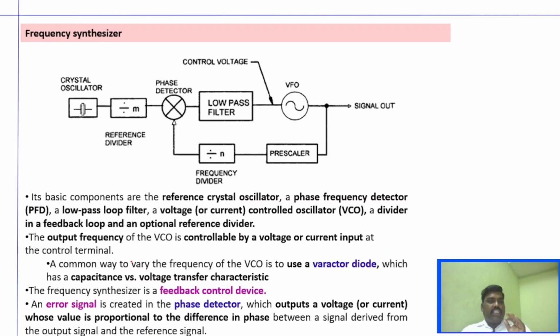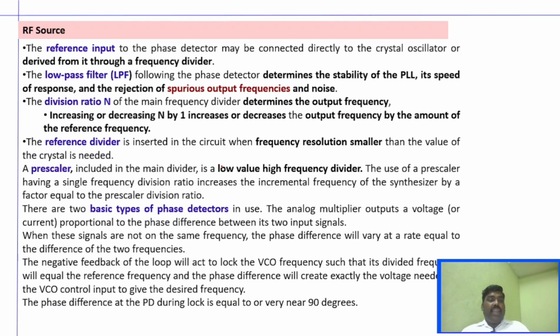Whatever I said is explained here. You can see the basic components: the reference crystal oscillator, phase frequency detector, low pass filter, and voltage controlled oscillator. We are able to control the oscillator frequency by using a control voltage, which we achieve using a varactor diode. The error signal generated by the phase detector is proportional to the phase difference between the two signals. The reference input obtained from the crystal oscillator can be divided using a frequency divider.